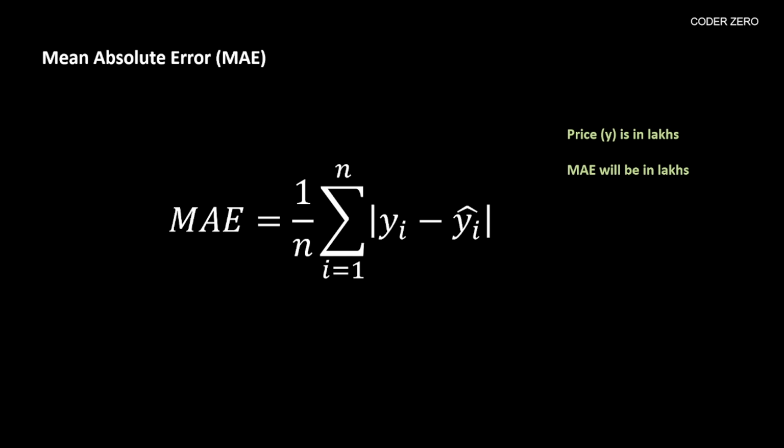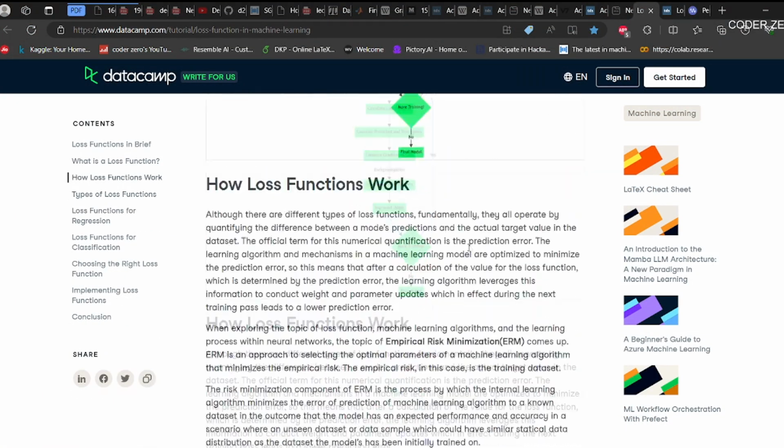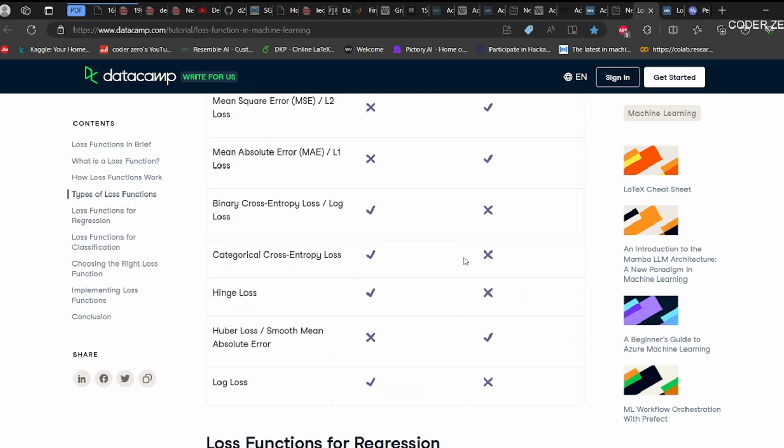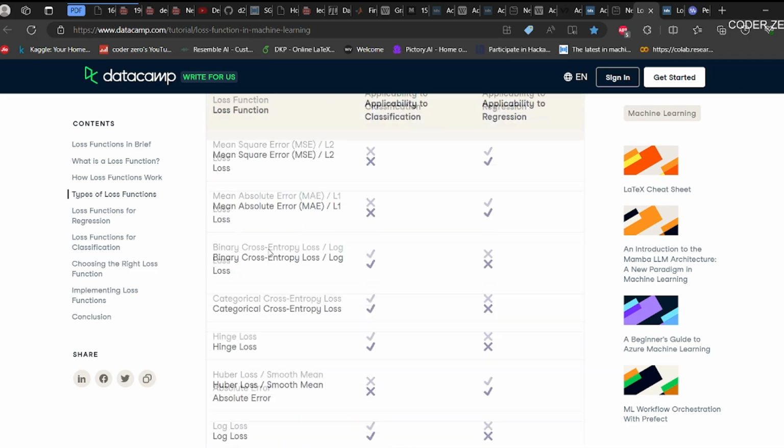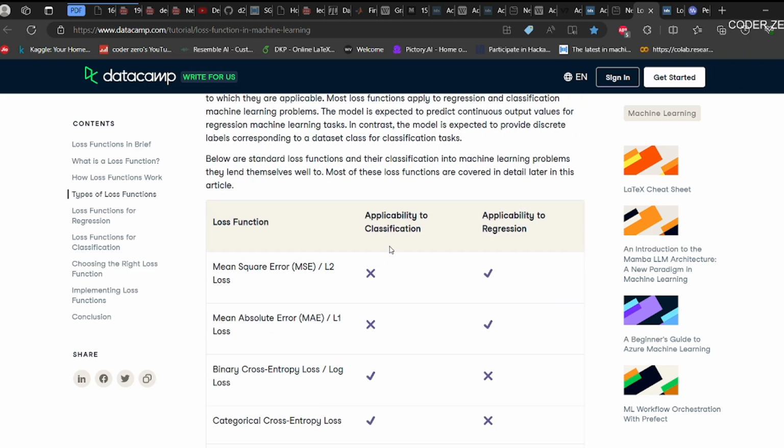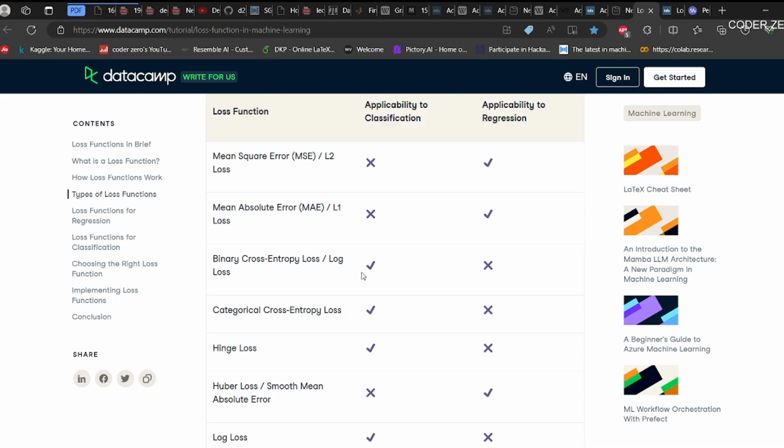These mean squared error, root mean squared error and mean absolute error are commonly used in case of regression problems, and in our project we are working with a regression problem. Now if you go to this website, you can find other losses, for example binary cross entropy loss or log loss, categorical cross entropy loss, hinge loss. All these losses are used in case of classification problems. We'll be learning all these losses as we proceed further.